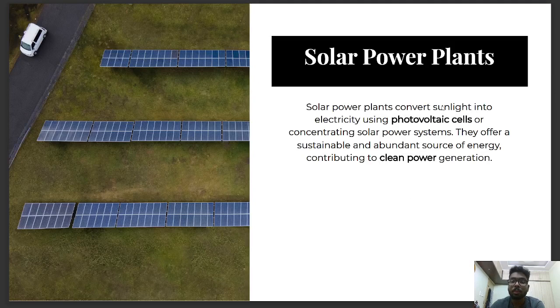Solar power plant. Solar power plant converts sunlight into electricity by using voltaic cell or concentrating solar power system. They offer a sustainable and abundant source of energy, contributing to clean power generation. Solar energy, as we know that it takes the sunlight and then the photovoltaic cell traps the sunlight, thereby converting the sunlight, so solar energy, to electrical form of energy. And this is also a very good source of energy because they do not emit any pollutants to the environment.